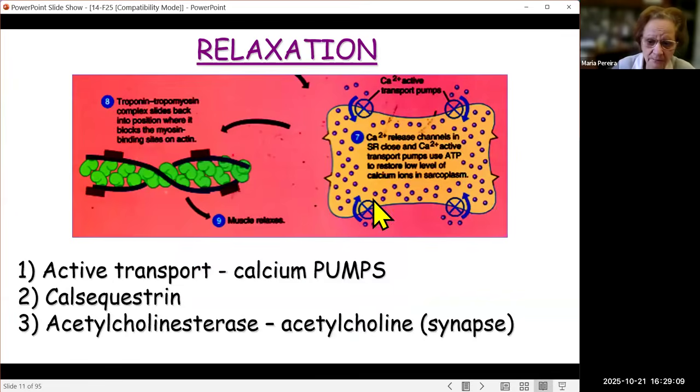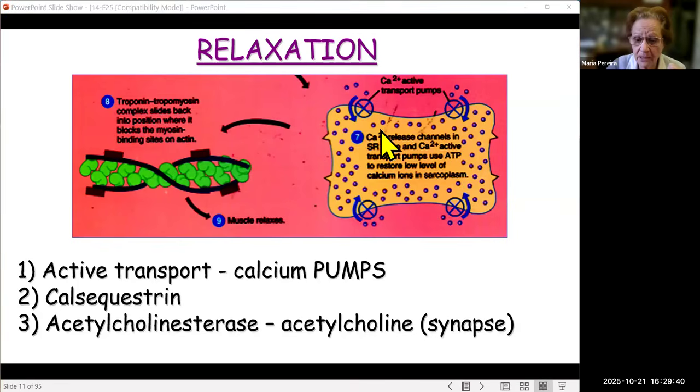So you see here the sarcoplasmic reticulum. So there's calcium channels. You have some calcium channels that allow calcium to go out. Other calcium channels or calcium pumps allow calcium to go in. So here you need active transport because they're pumps that are pumping calcium from high concentration to low concentration at this state. So you have calcium coming in.